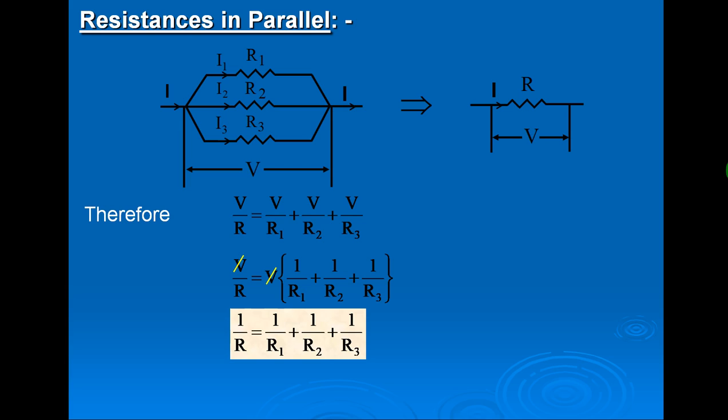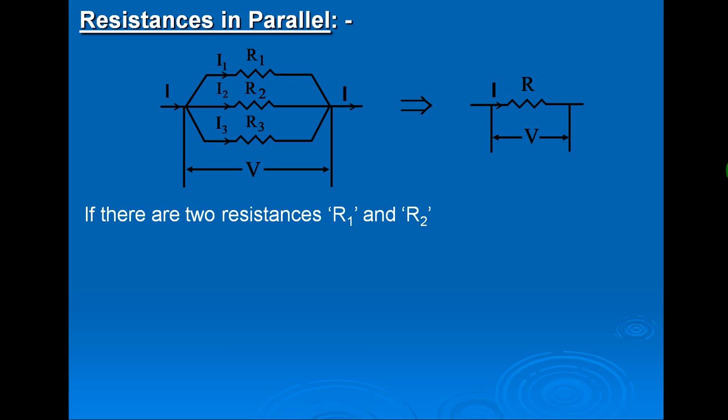That is, if resistances are connected in parallel, then the reciprocal of the equivalent resistance is equal to the algebraic sum of the reciprocals of the resistances connected in parallel.